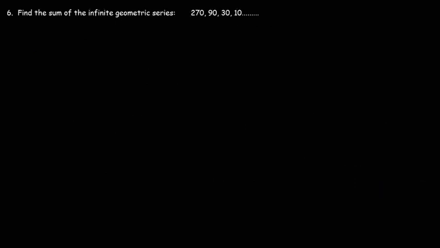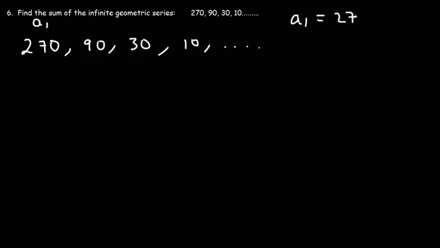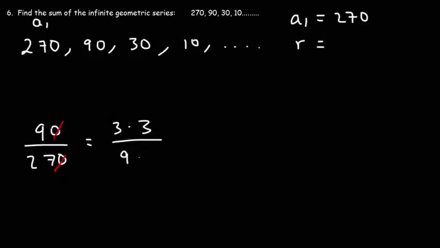Try this problem. Find the sum of the infinite geometric series. So we have the numbers 270, 90, 30, 10, and so forth. So we can see that the first term, a sub 1, is 270. The common ratio: if we divide 90 by 270, what does that simplify to? Well, we could cancel a 0, so we get 9 over 27. 9 is 3 times 3. 27 is 9 times 3. So that becomes 3 over 9.